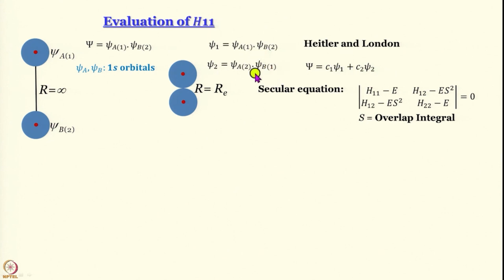which means electron number 1 is in the 1s orbital of atom A, electron number 2 is in the 1s orbital of atom B. Psi 2, the second term, is psi a2 psi b1. So, we have just interchanged the electrons. Electron number 2 is in the 1s orbital of atom A, electron number 1 is in the 1s orbital of atom B. And when we write this, we are remembering that electron number 1 originally belonged to atom A, electron number 2 originally belonged to atom B.